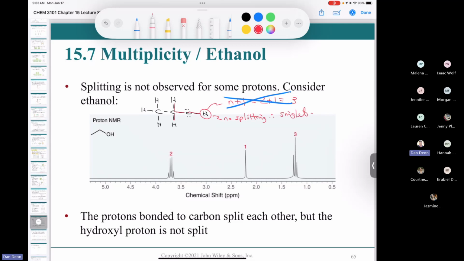So if I look at the spectrum of ethanol, I have a triplet here, I have a quartet here, and I have a singlet here. Well, this singlet must represent, so if I call this HA, this must represent HA. Okay, this must be the alcohol proton. Now, if you're wondering, well, why the heck is that? Okay, why the heck is that?